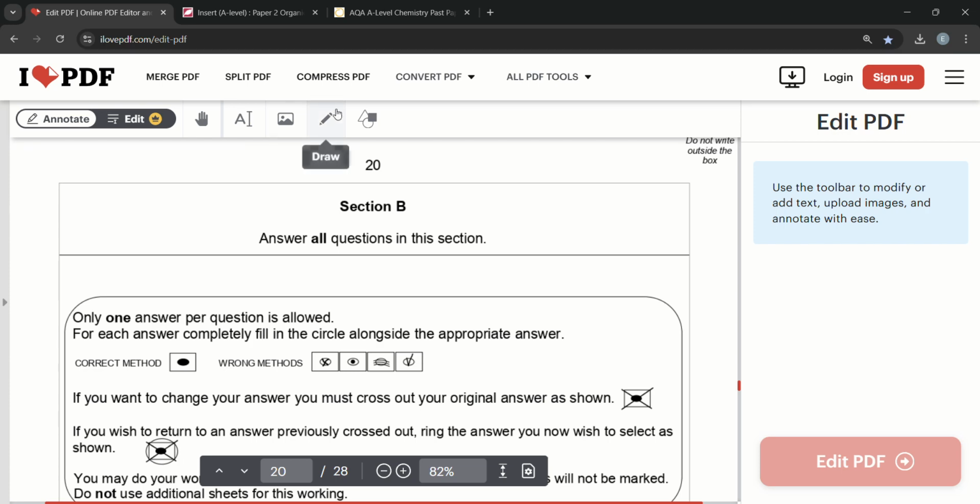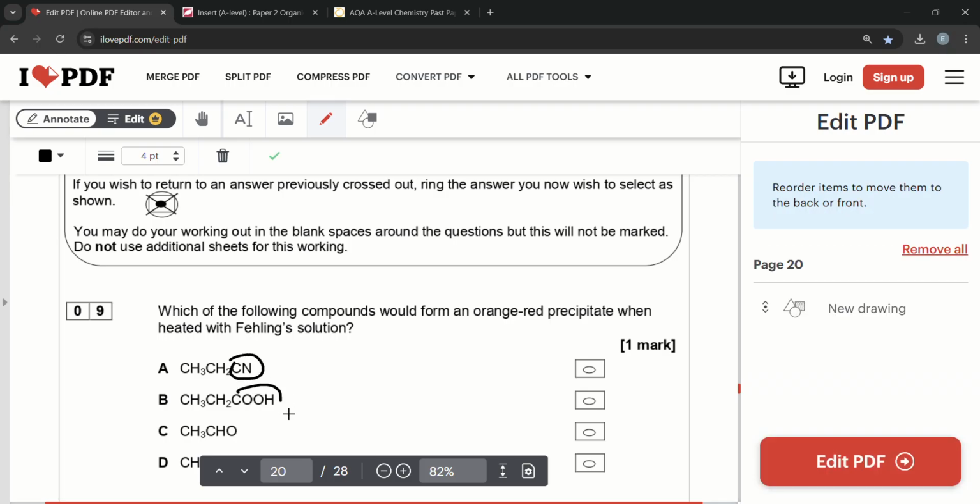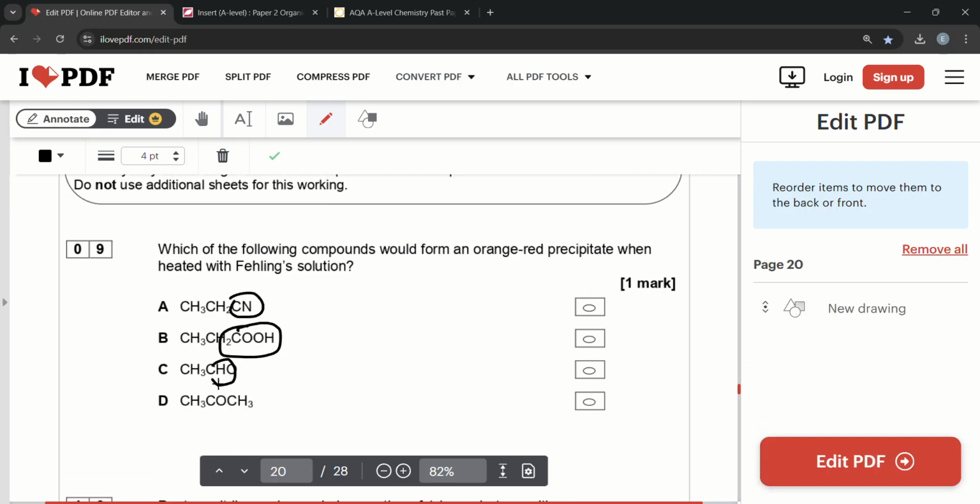Multiple choice question, section B. Question 9. Which of the following compounds would form an orange-red precipitate when heating with Fehling's solution? So let's just look at the key functional groups. That's a nitrile. That's a nitrile group, CN. That's a carboxylic acid. Definitely won't react with Fehling's solution.